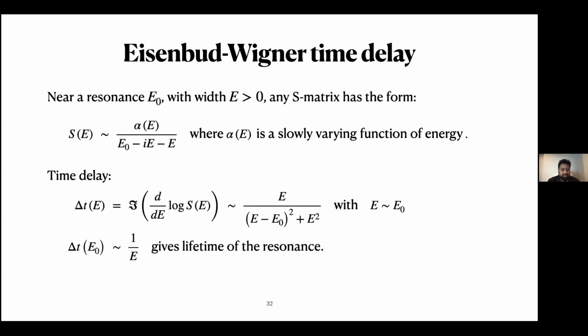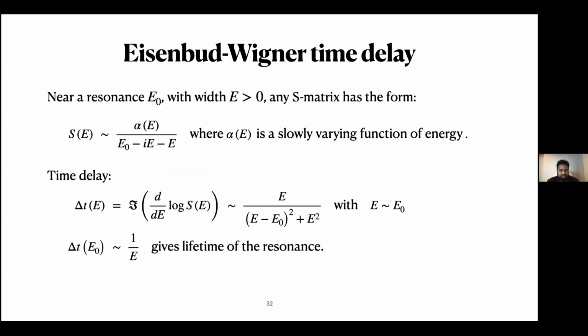This was studied by Eisenbud and Wigner in the 30s already. So the way to define this time delay goes as follows. Consider an S matrix near some resonance. It can always be written as some slowly varying function, because you're near a resonance, divided by E0 minus iΓ minus E, where this resonance has some width Γ.